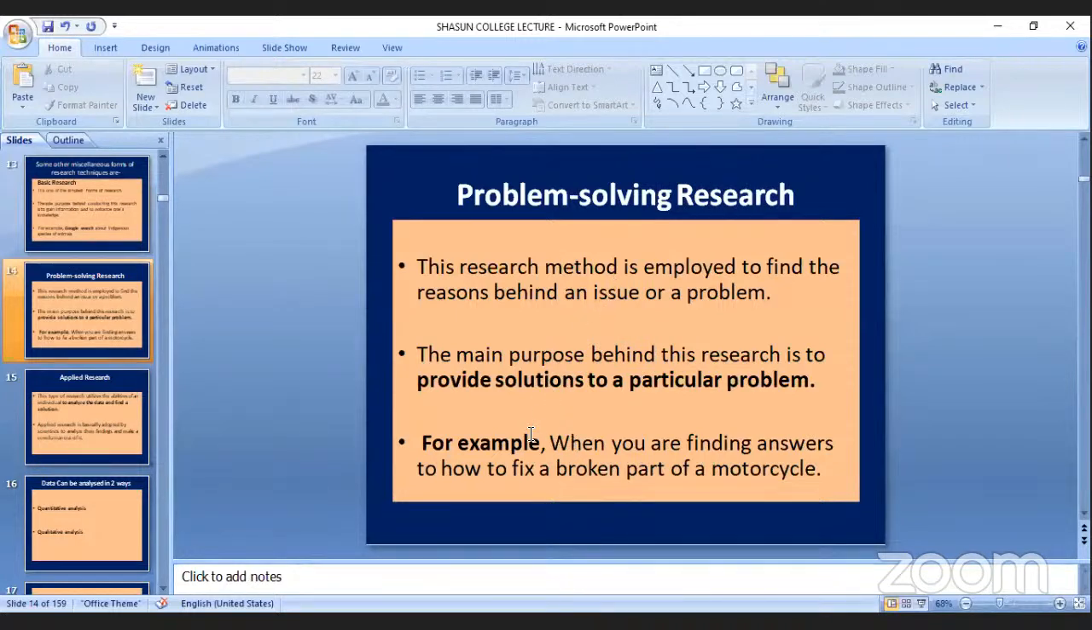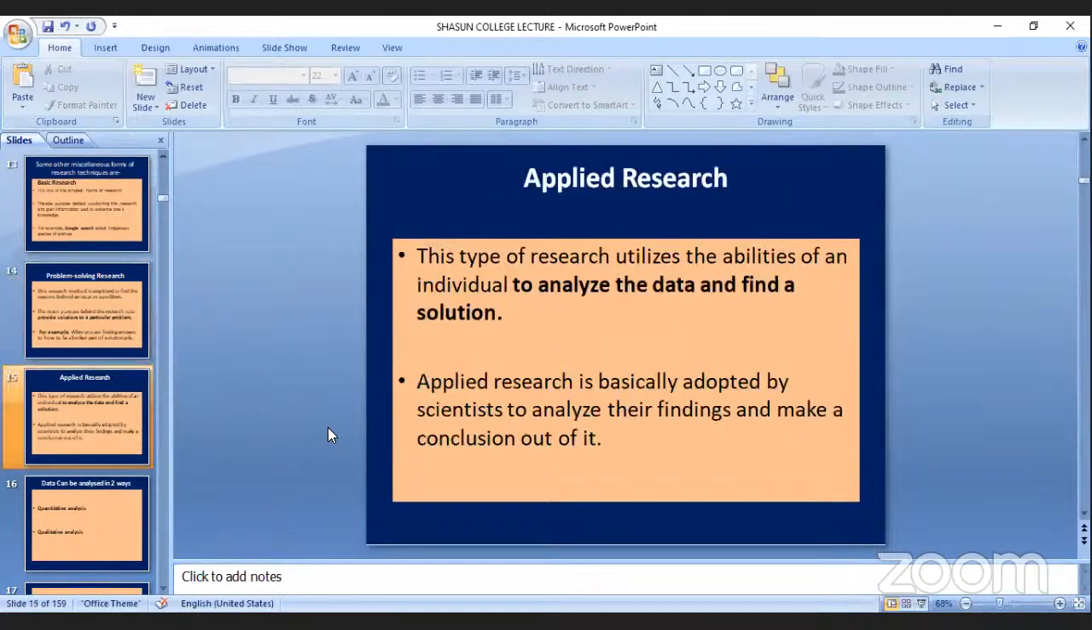Say, for example, I've given a small example here. Your motorcycle is broken, and you want to find out how to fix the part of the motorcycle. So you find out from a person who does that, or find some other way, and try to solve this problem. So this is called problem solving research. This is just an example. You can think of anything else which gives a perfect example for problem solving research.